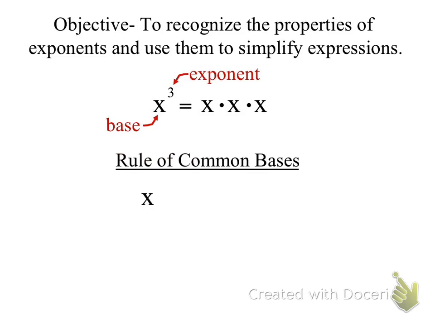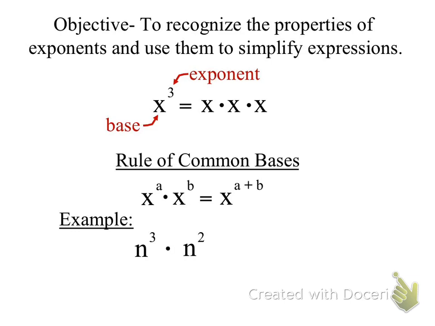So, our rule for common bases is when I have x to the a power times x to the b power, really all we have to do is add the exponents if we have a common base. Now, this only works if the bases are the same, right? I'm sorry, we add the exponents when we're multiplying with common bases.